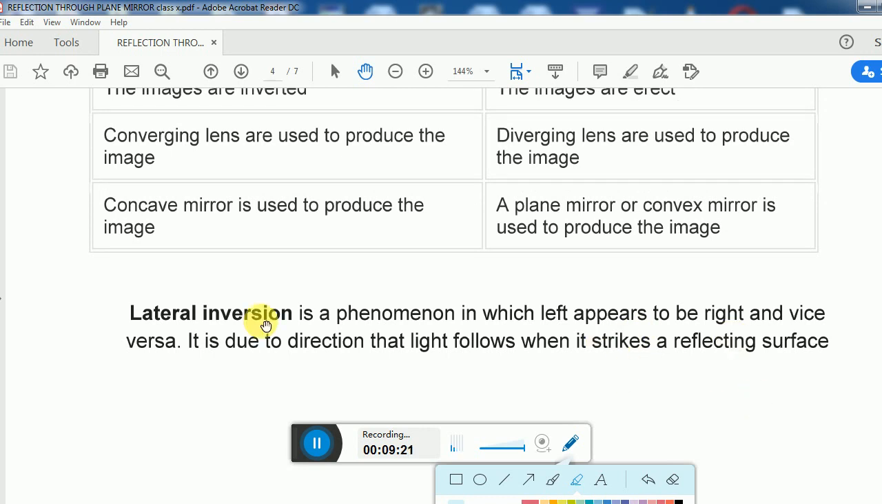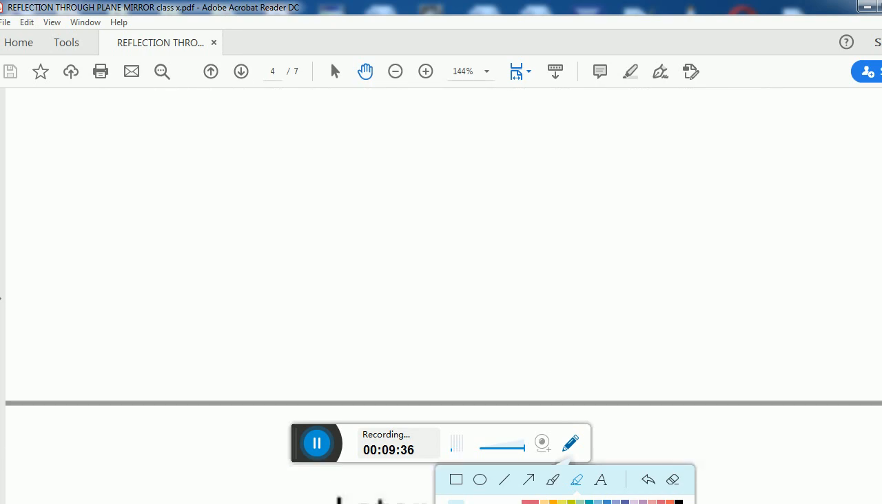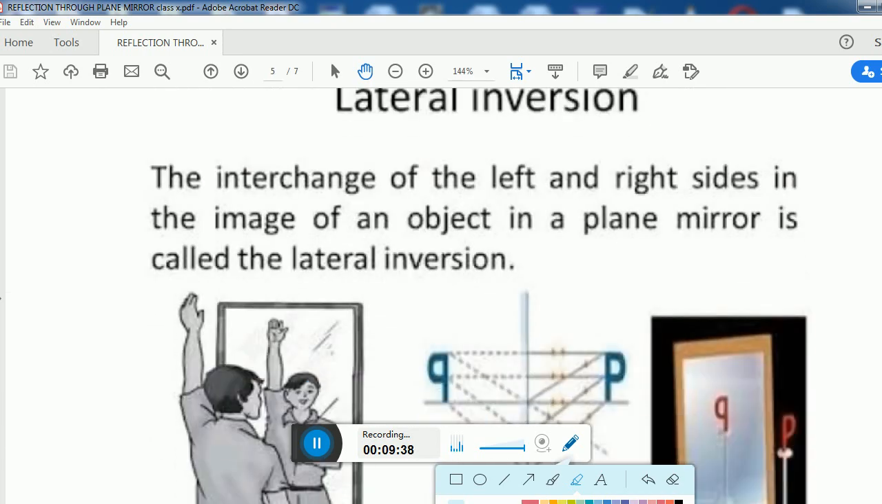So what is lateral inversion? Lateral inversion is a phenomenon in which left appears to be right and vice versa. It is due to the direction light follows when it strikes a reflecting surface. That means left will look like right, and right will look like left. See in this diagram.